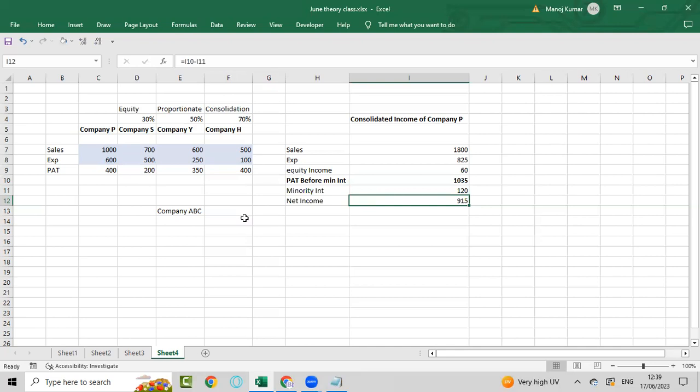Kindly remember this simple exercise till the last of this particular program, because this minority interest will come in every class, and this equity income will also come. Let it be DCF, relative, M&A, everywhere minority interest will play an important role. So you cannot afford to forget it. Okay. Please make notes.